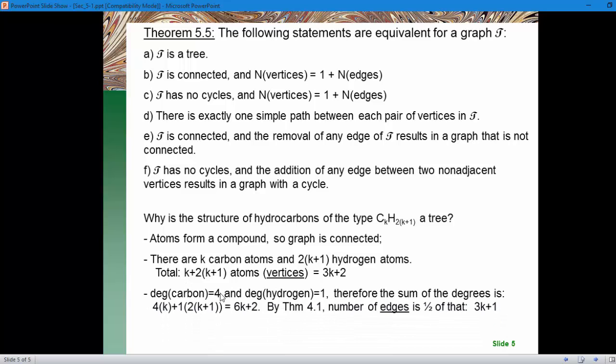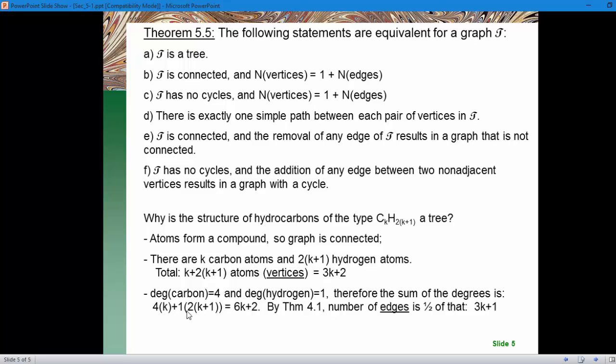Now, let's take a look at the degrees of each type. Degree of carbon is 4. As we saw at the beginning, a carbon bonds with 4 atoms, and a hydrogen atom bonds with only 1. That means the degree of carbon is 4, the degree of hydrogen is 1. When we add all the degrees, then we'll have 6K plus 2. Why is that? That's because the degree of carbon is 4, and we have K carbon atoms. So we add all the degrees of carbon atoms. We have 4 times K.